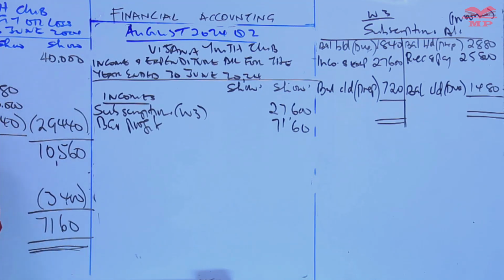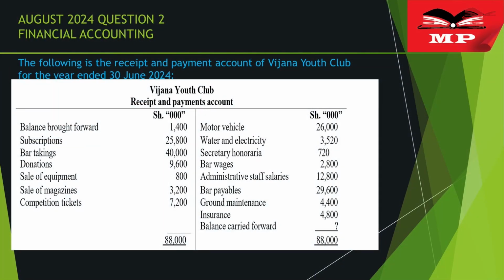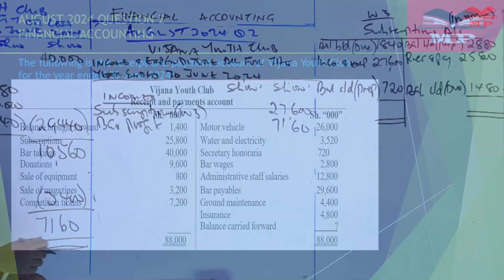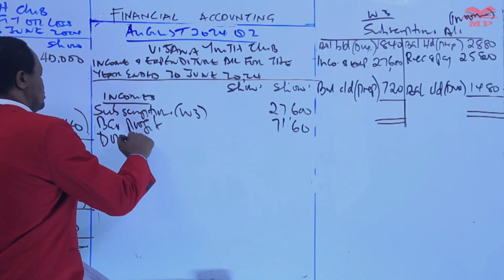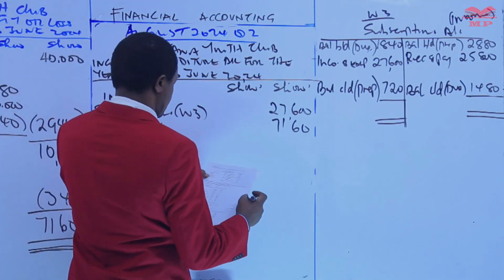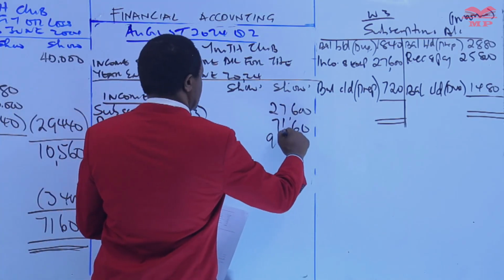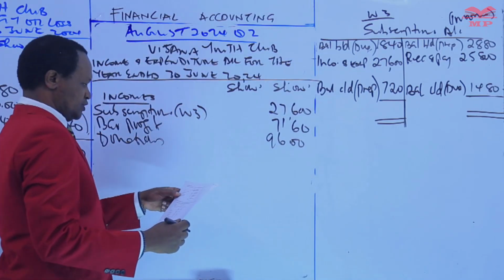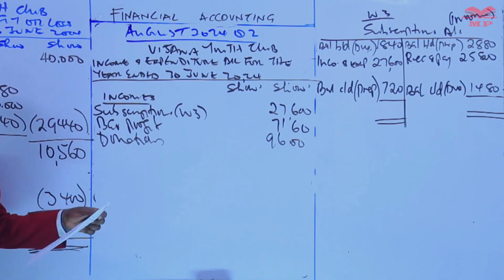Donations, number 3. Do we need any adjustments for donations? Donations, look at the receipts and payment. We have donations of 96. There is no additional information on donations, so we just record it as it is. Donations, the amount 9600.